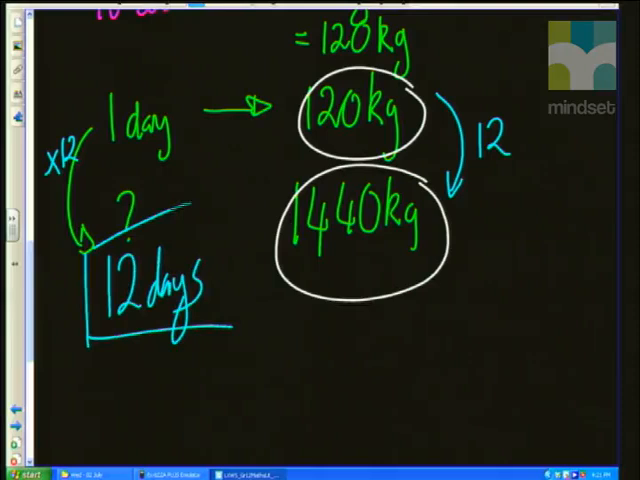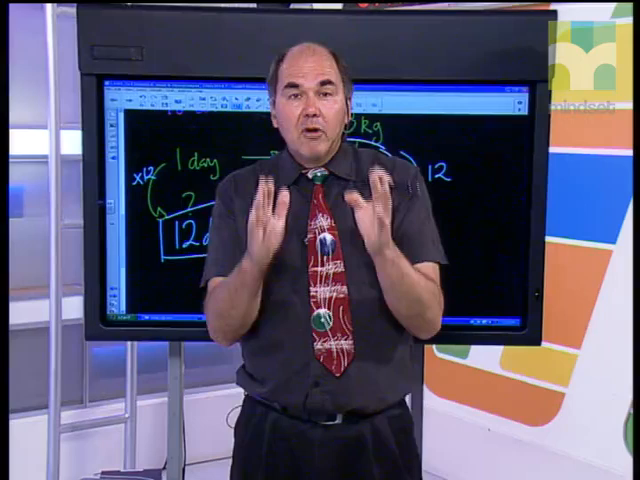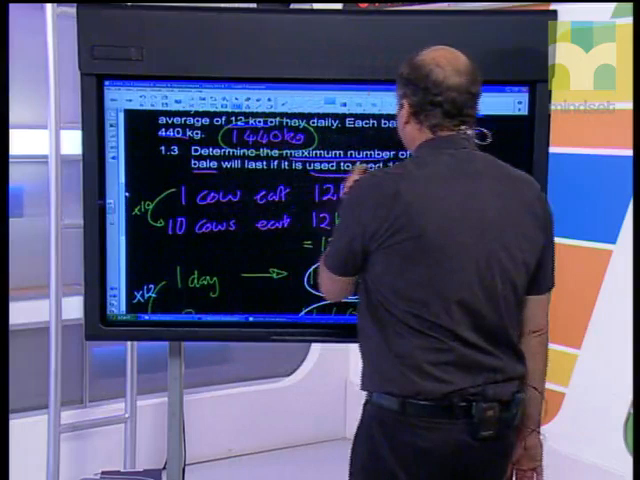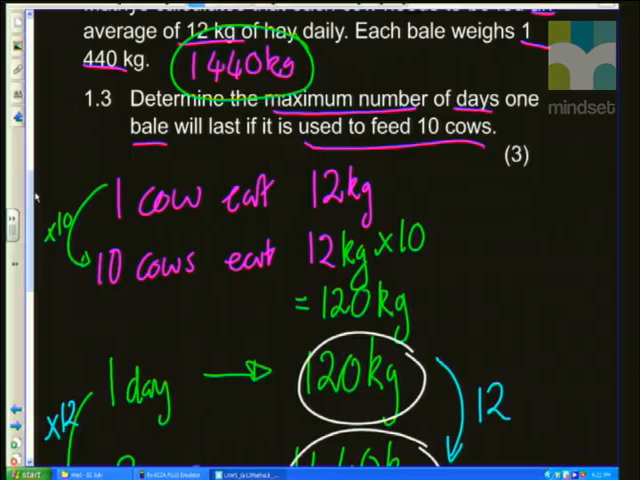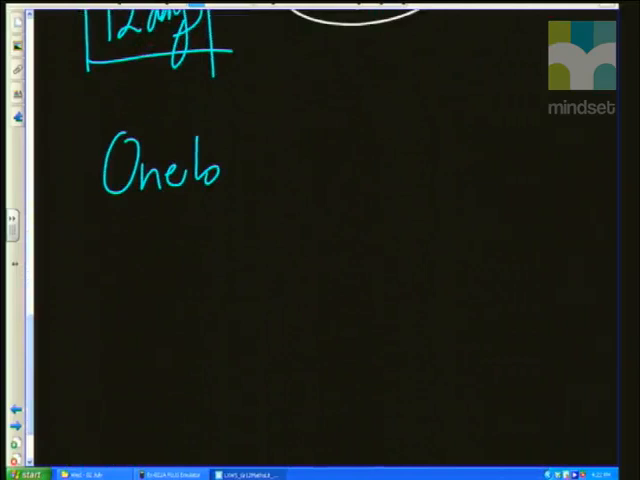Now, guys, you need to set this out carefully and you need to give the final answer very clearly as well. So determine the maximum number of days one bale will last. Correctly, if I wanted to say it right, one bale will last 10 cows 12 days.